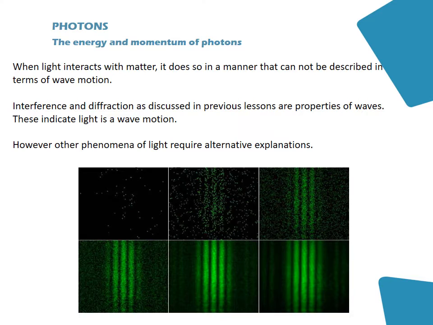Now, interference and diffraction are both wave properties or wave characteristics. Other phenomena of light require alternative explanations. So it reached a phase where our understanding of light moving and interacting as a wave wasn't quite cutting it as an explanation of what we were seeing in some really strange experiments, and we'll investigate that now.